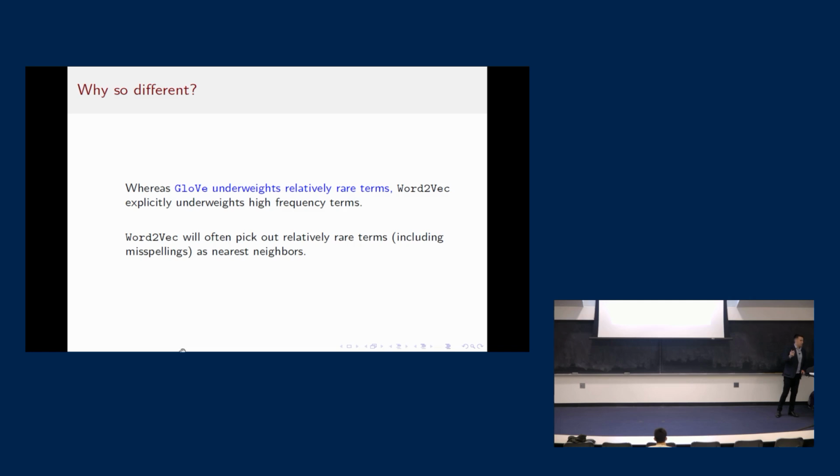So the main reason for this is the way that we have discovered GloVe and word2vec treat rare terms. Just to be clear, this has always been well known, but what has not been well known is what effect this has in terms of the substantive inferences you make from the nearest neighbors. GloVe tends to underweight relatively rare terms, whereas word2vec underweights very high-frequency terms. This has some natural consequences, particularly in something like the congressional record, which I'll show you in a minute. Word2vec will find these very rare terms, which are basically typos, and upweight them and say that they're nearest neighbors.